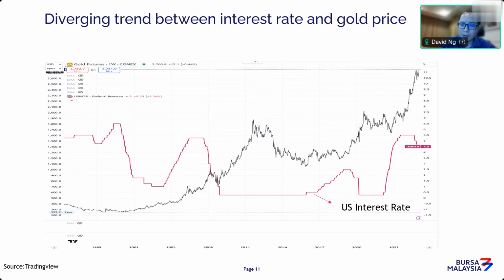Now, the reason why I want to mention inflation as a key point is because inflation does drive interest rates. As I mentioned earlier, in order to fight inflation, you use a high interest rate environment to curb spending, to curb demand, and therefore bring prices down. So when you have a high interest rate environment, normally it doesn't favor gold prices, because when you hold gold, you don't earn any dividend, you don't earn any interest. So it's a non-interest bearing asset.